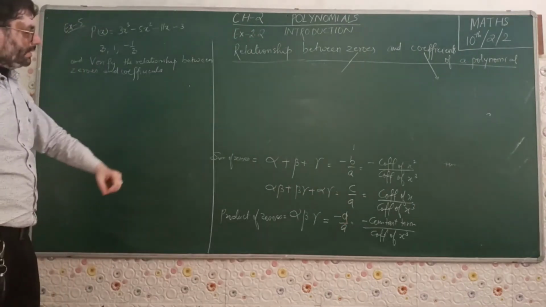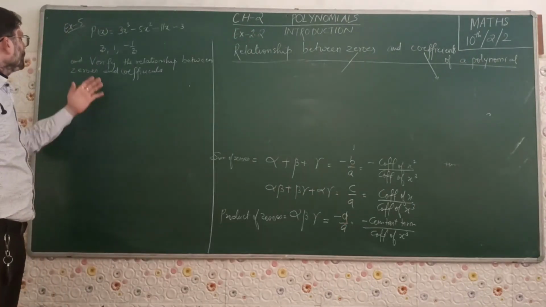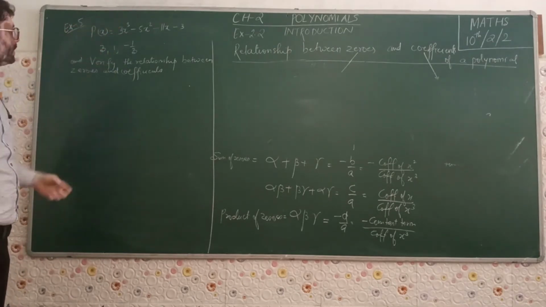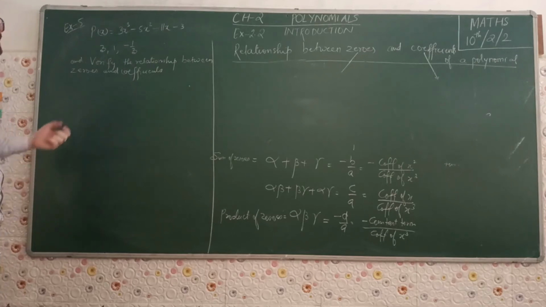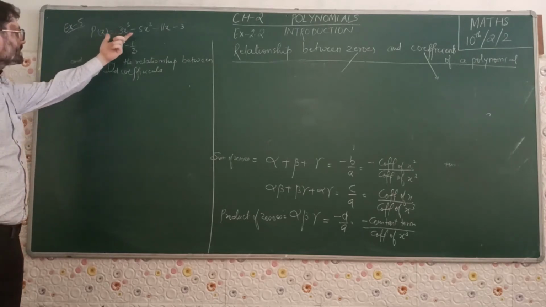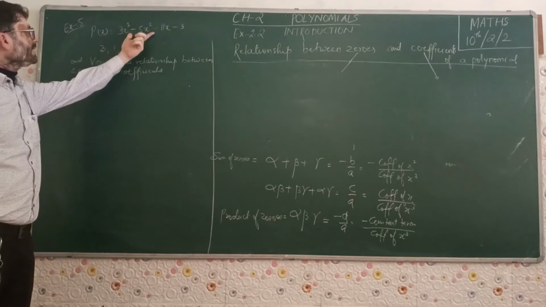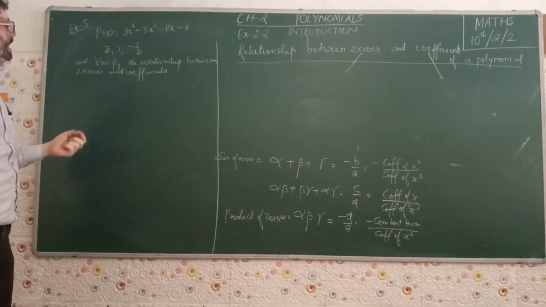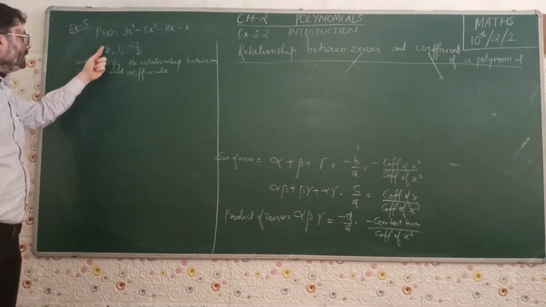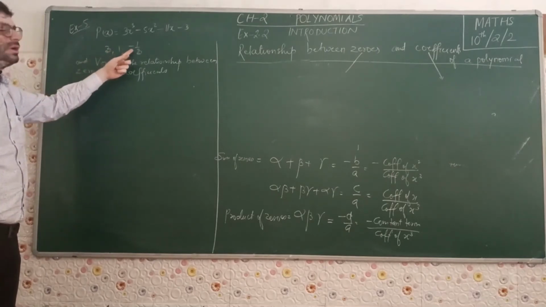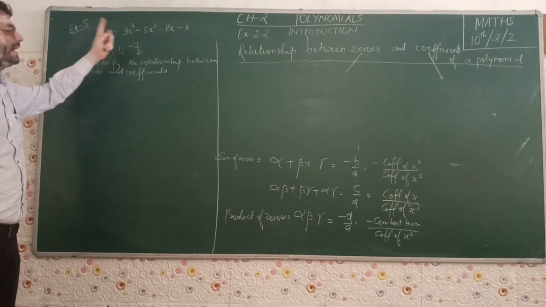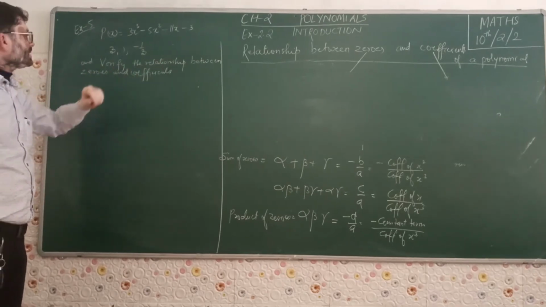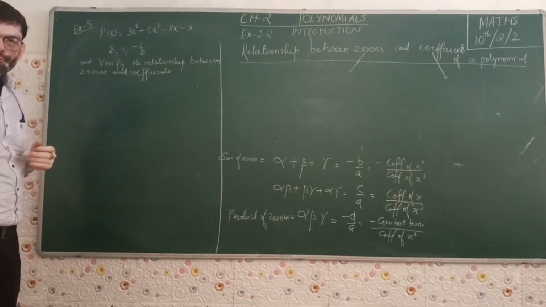Moving on to the example of a cubic polynomial, we will be discussing example number 5 from NCERT textbook, chapter 2. There we are given the polynomial p of x is equal to 3x cube minus 5x square minus 11x minus 3. And we have to verify that 3, 1 and minus 1 by 3 are the zeros of that polynomial. Furthermore, we have to verify the relationship between zeros and coefficients.